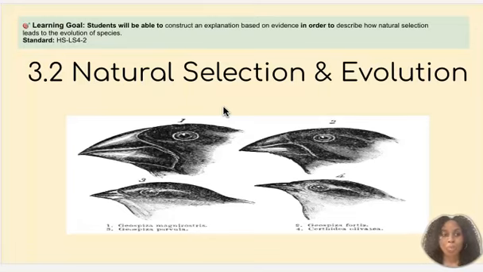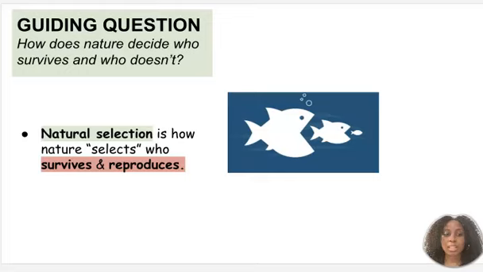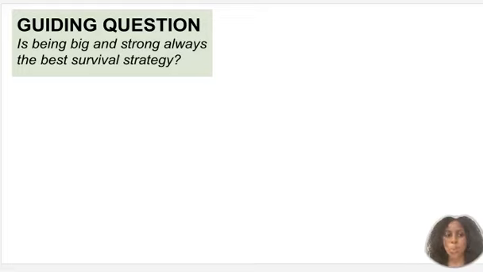So let's break down the word. We keep seeing natural and this key word here, select. So let's start off with defining natural selection. It means that nature selects or chooses who survives and reproduces. This is a very key phrase that we're going to be using over and over again that you should probably just memorize right now because it's 9 times out of 10 the answer to most of your regents and mastery checks.